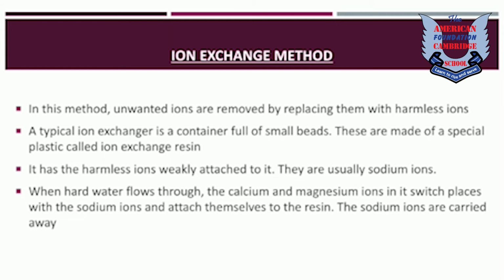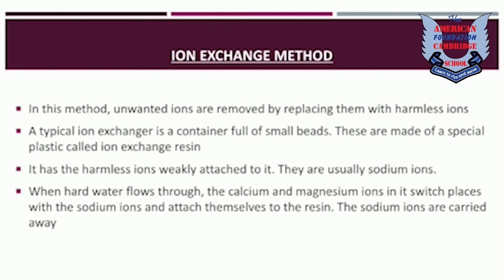And the fourth process, which is very important, is the ion exchange method. This method is important because it turns permanently hard water into soft water. In this method, unwanted ions are removed by replacing them with harmless ions. A typical ion exchanger is a container full of small beads. These are made of a special plastic called ion exchange resin. It has the harmless ions weakly attached to it. They are usually sodium ions.